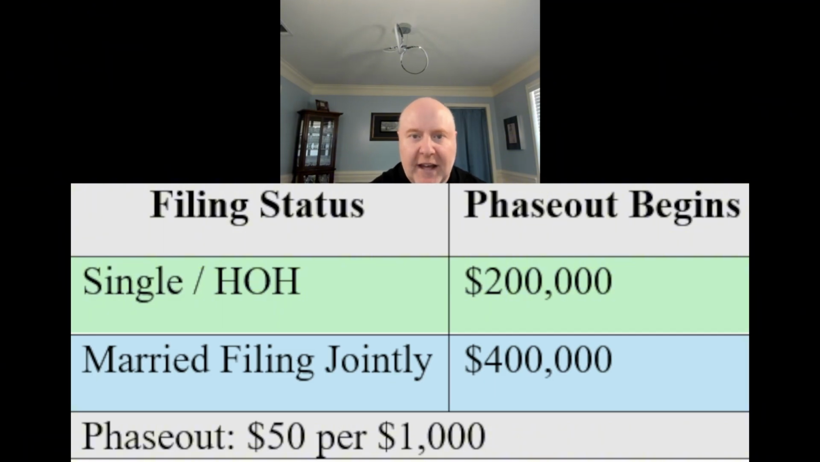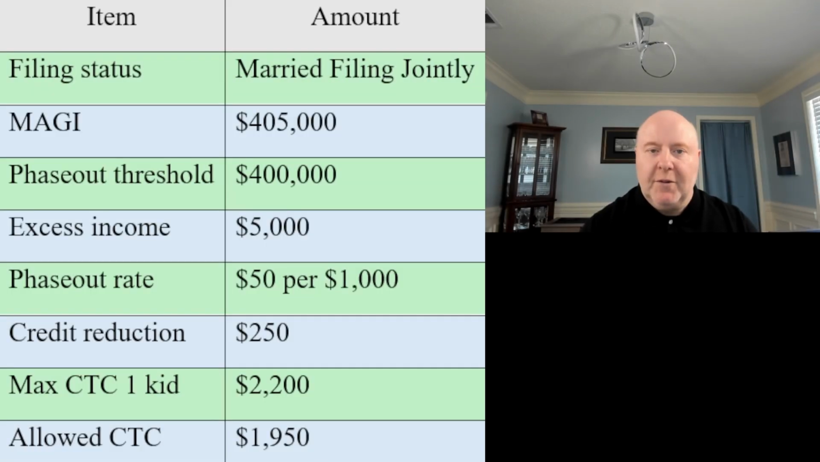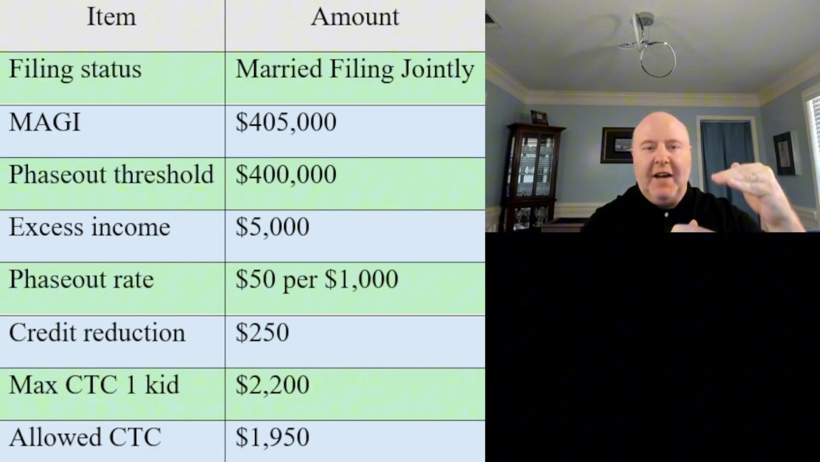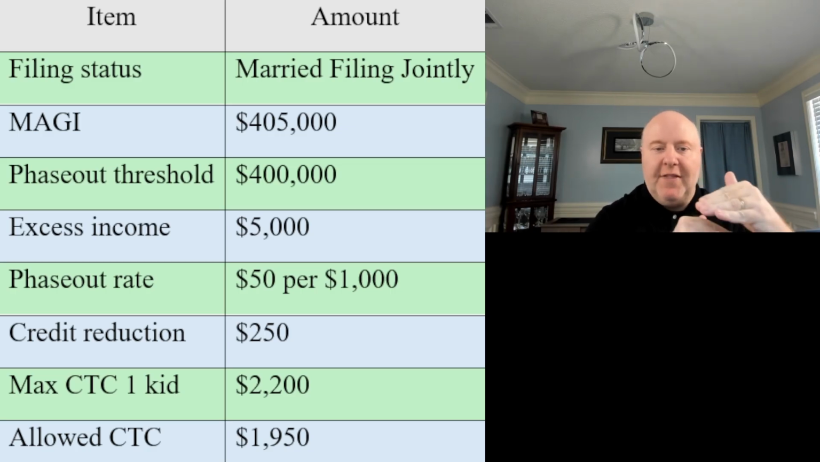So let's take a look at that example right now. For purposes of our example, we're dealing with a client that is going to be married filing jointly, so we know that the phase out amount is going to be $400,000. Now their MAGI, their modified adjusted gross income, is going to be $405,000. Their modified adjusted gross income exceeds the beginning phase out threshold by $5,000, the difference between $405,000 and $400,000. So they have excess income of $5,000.